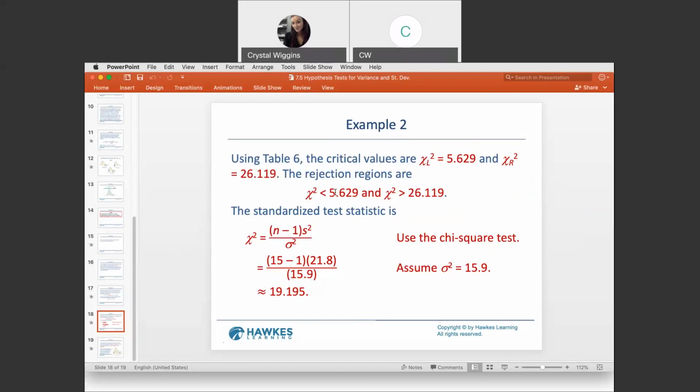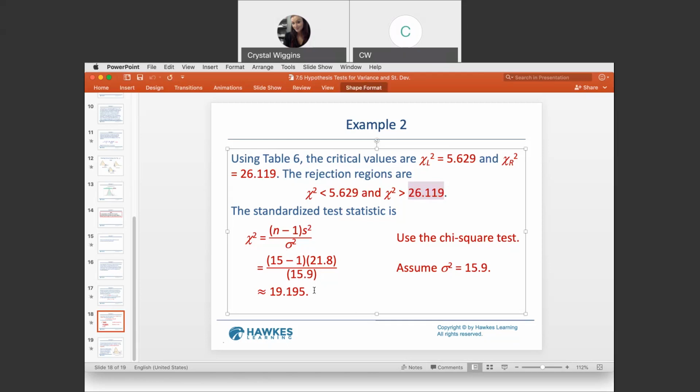So here are the values we just found as our critical values. To calculate chi-squared, we take n minus 1, which is 14. Our sample variance is 21.8. And our population variance is 15.9. Notice there's no squares in this formula because before we knew standard deviation, so to get variance we needed to square them. But in this particular example, we were given the variances and those are already good to go.